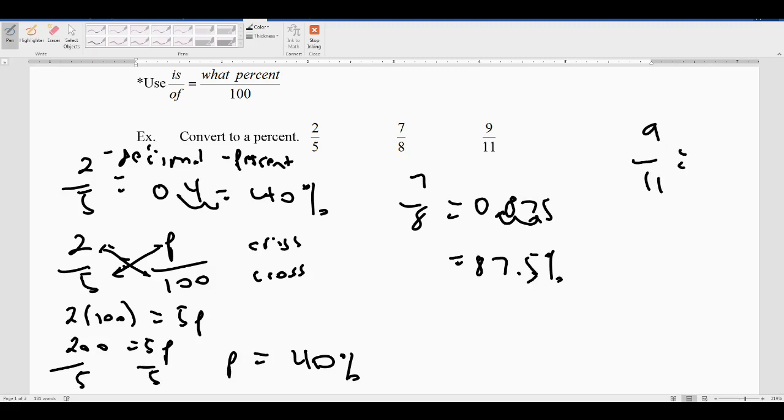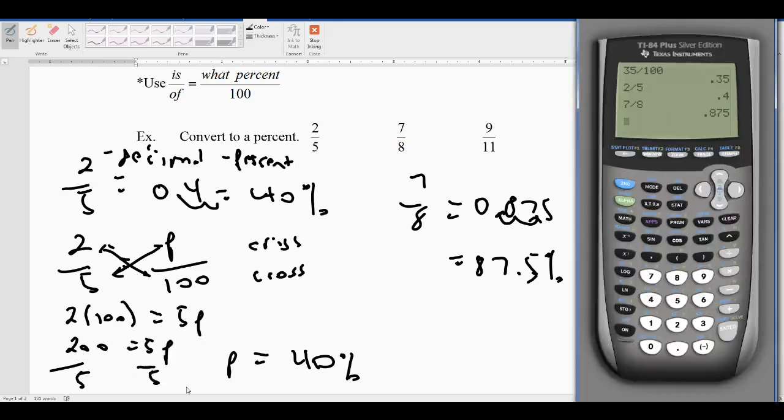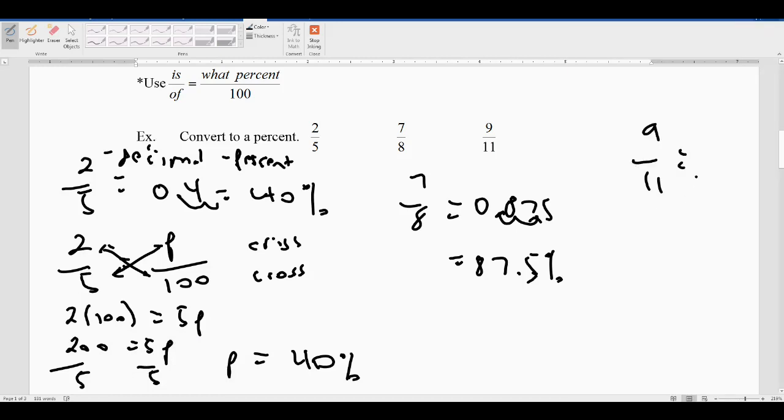We'll have to round it off because it's not going to go evenly. So let's just do 9 divided by 11. Probably get something like 0.81, but I guess. Well, what do you know? 0.818181. I'm going to round that off to 0.818. Then we'll move that decimal 2 places to the right. We get 81.8%.